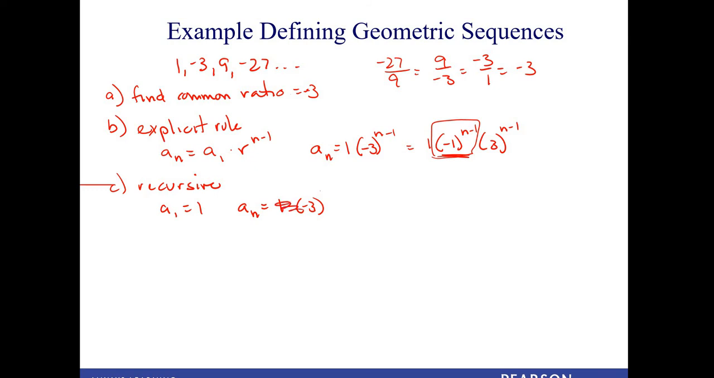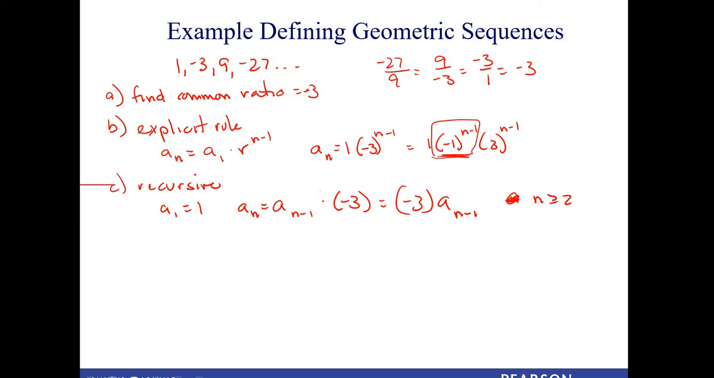My bad. Recursive rule defines it based on the prior term, so a sub n will be a sub n minus 1 times our -3, or -3 a sub n minus 1. So the previous term times -3. Again, with the recursive rule, to find a certain term, I have to do every one preceding it. For the explicit rule, I can just plug in to find any term wherever I'd like. And this is for n greater than or equal to 2, because I've already defined a sub 1.